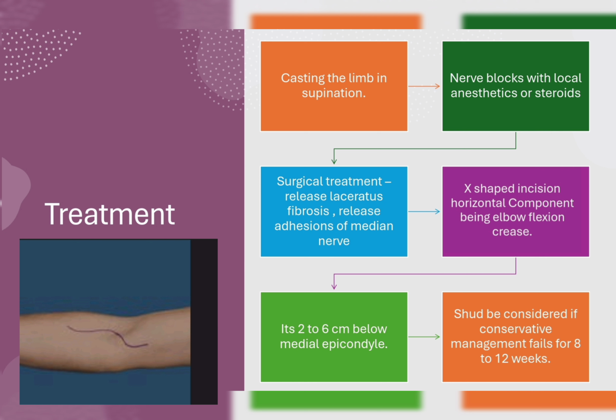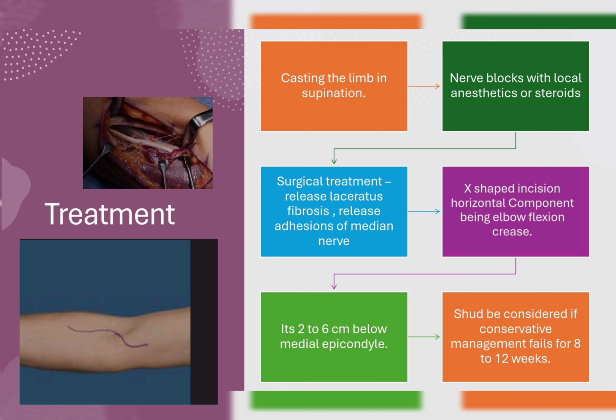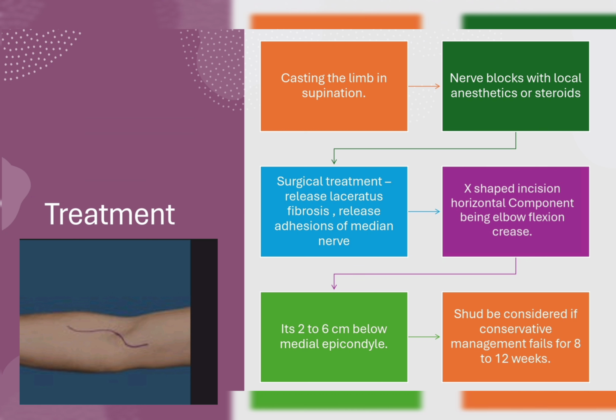Surgical management involves the release of the anterior interosseous nerve and its compressing structures such as lacertus fibrosus, adhesions of the median nerve, or bicipital aponeurosis. The incision will be an X-shaped incision with the horizontal component being the elbow flexion crease.